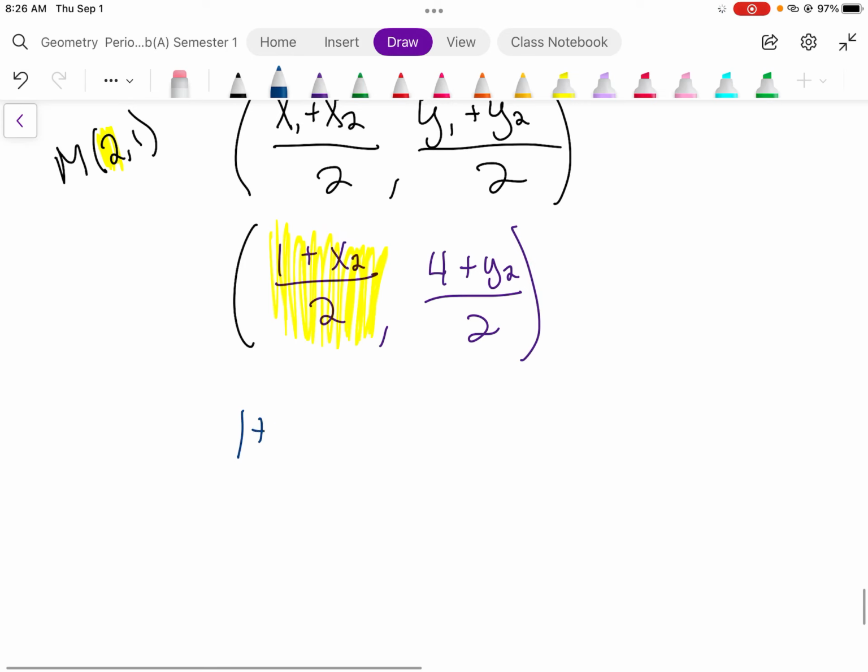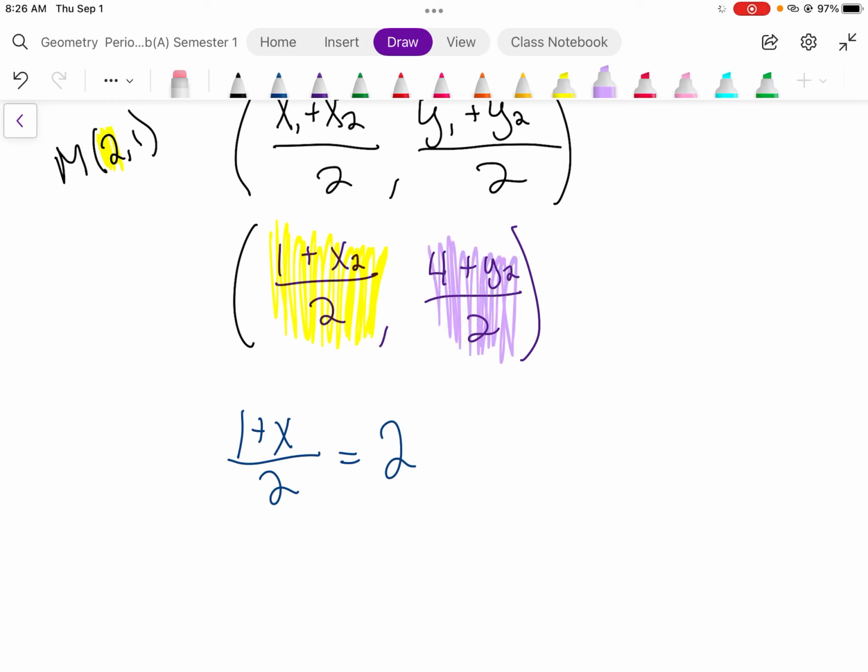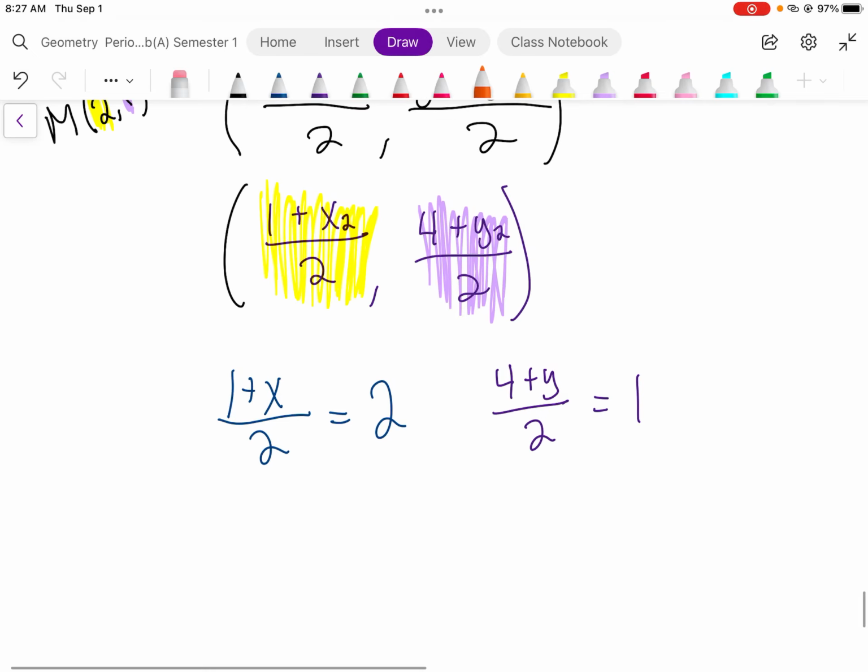We're going to take 1 plus x all over 2, and that is going to be equal to 2. Then we're going to do the same thing for our y. We know that this part of our formula has to equal 1. So we can go ahead and write 4 plus y over 2 equals 1. And again, now we can solve the equation. I find it is easiest for everyone if we get rid of this fraction over here by multiplying both sides by 2.